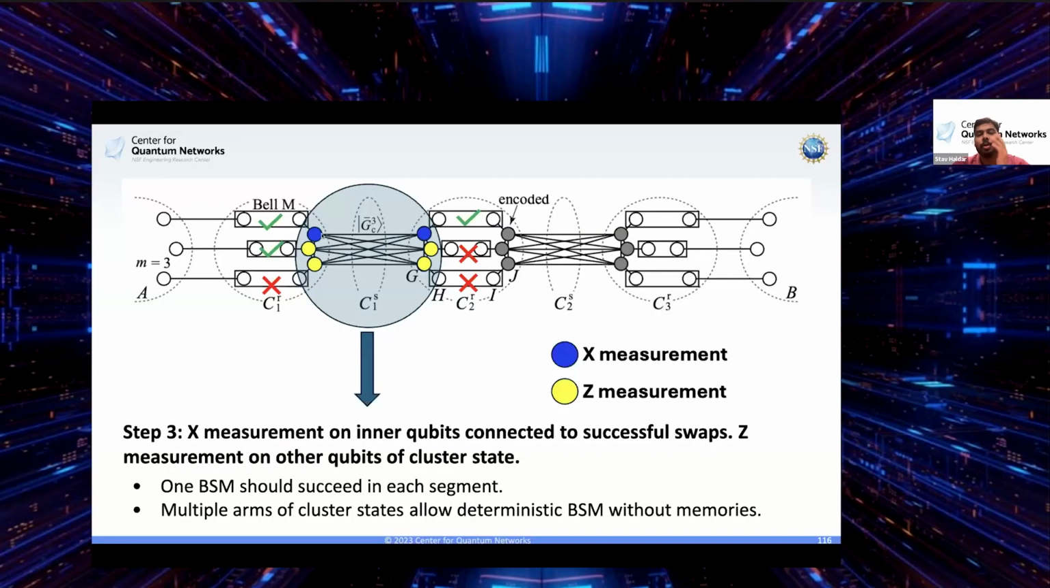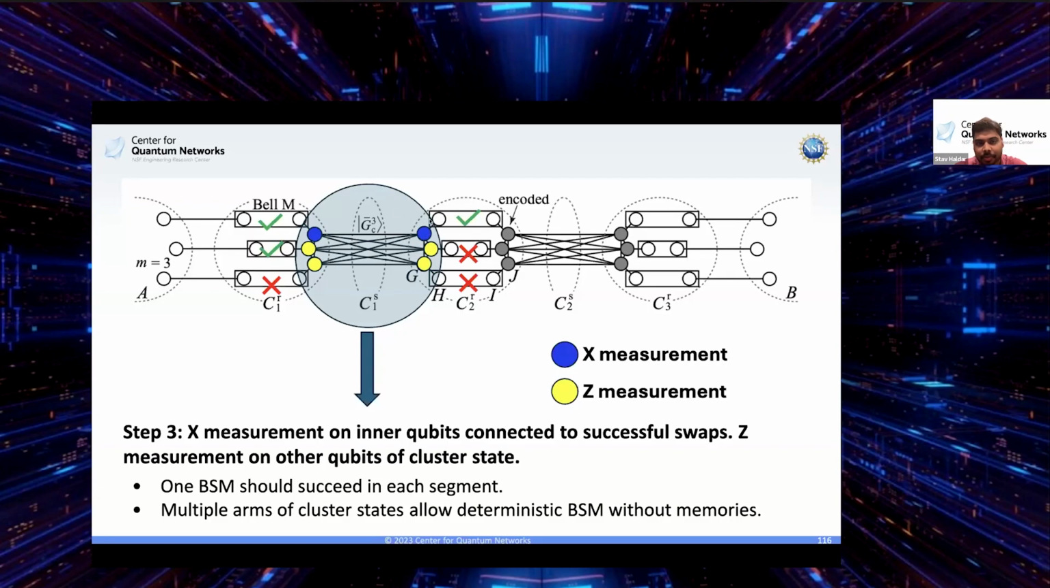So the essential choice that you have to make is you have to say, okay, what are my pairs of inner qubits that have successes both on the left and the right? You choose those pairs, and on those pairs you do X measurements. So for example, these blue dots, you do X measurements. And remember, what does an X measurement do? An X measurement removes those qubits, but then it connects the neighbors.